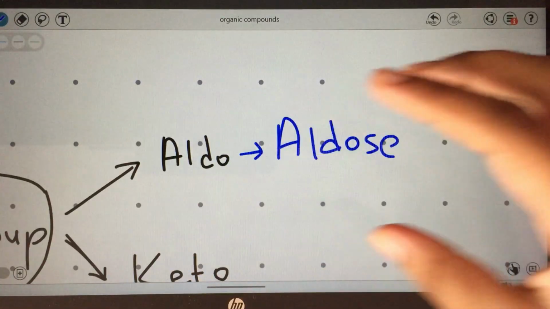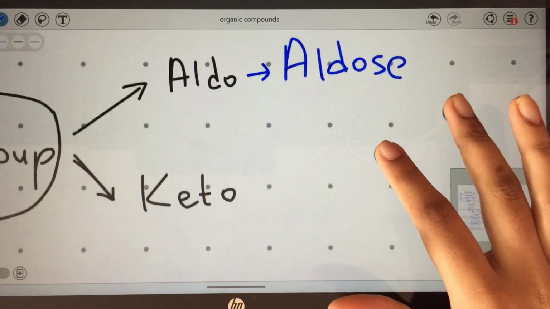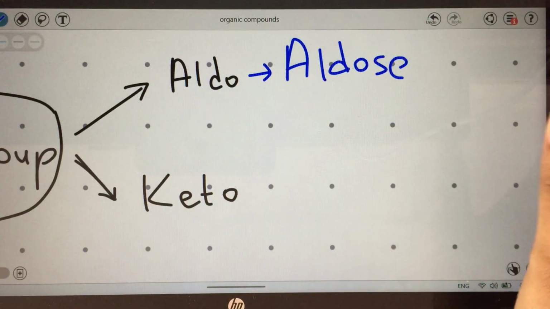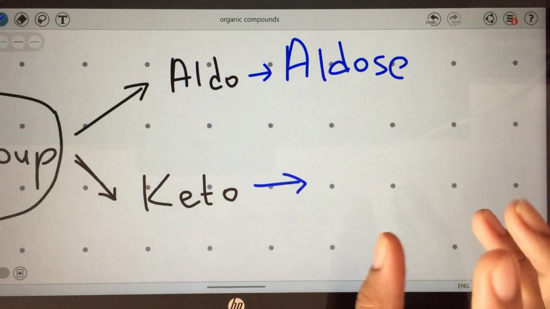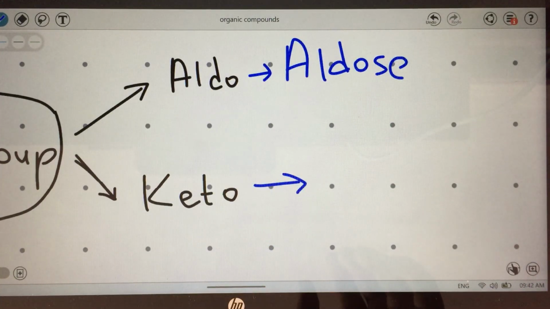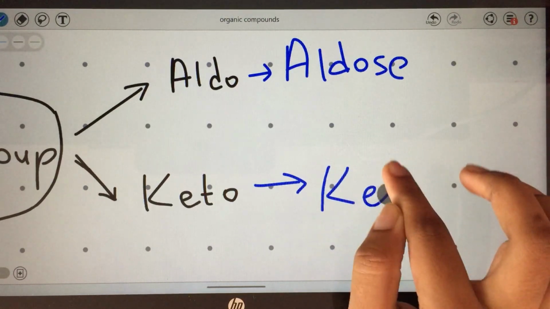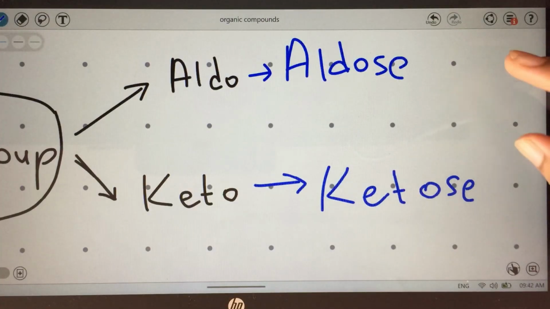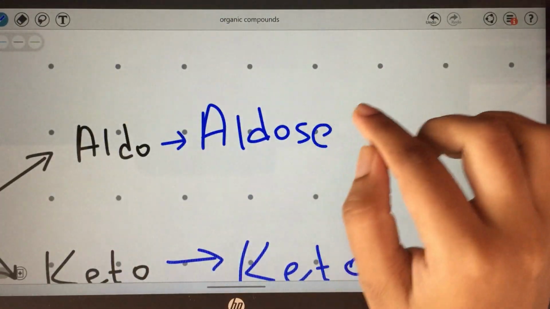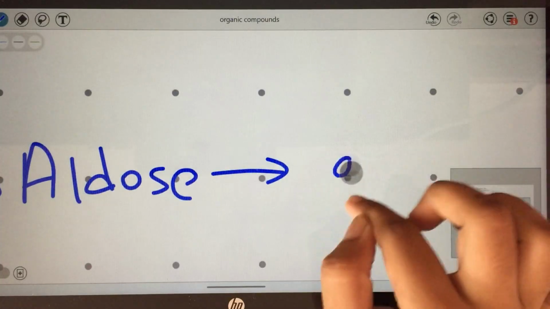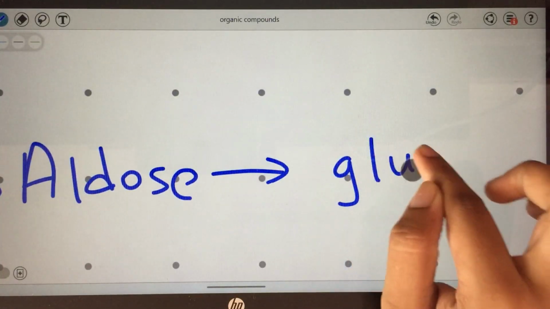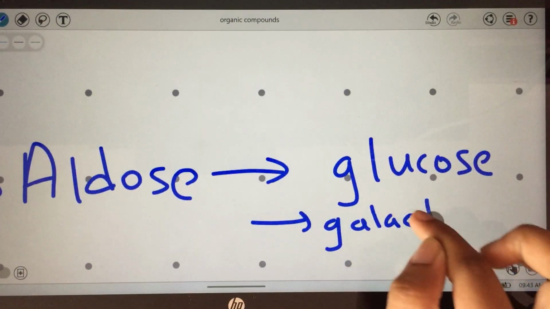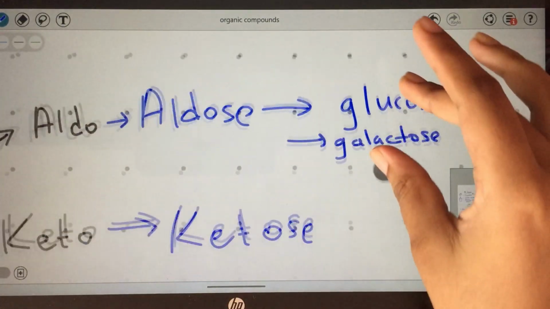Okay, now you can understand the pattern. No, O's is going to come everywhere. Okay, if the monosaccharide has aldo group, you call it aldose. If the monosaccharide has keto group, you call it ketose. Okay, now you have to learn examples for aldose and ketose. That's it. So for aldose, you have examples like glucose and galactose. Okay, and also one more thing. Now in the book we have only these 2 as example for aldose.